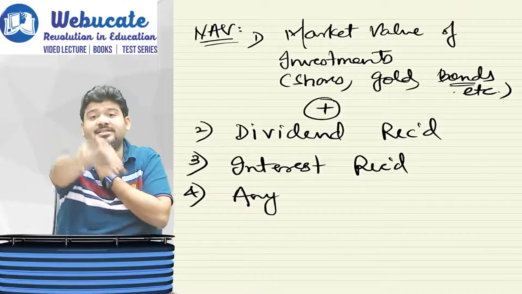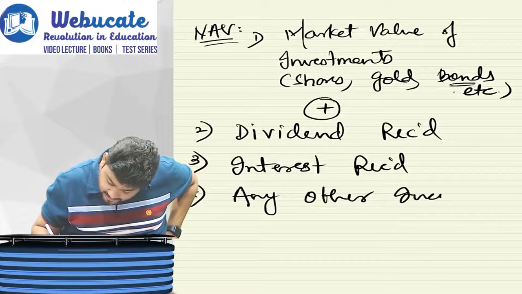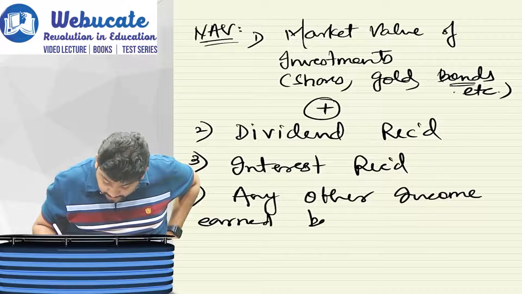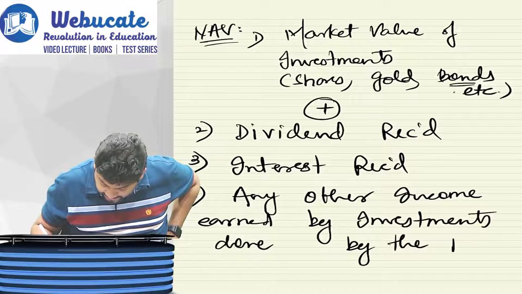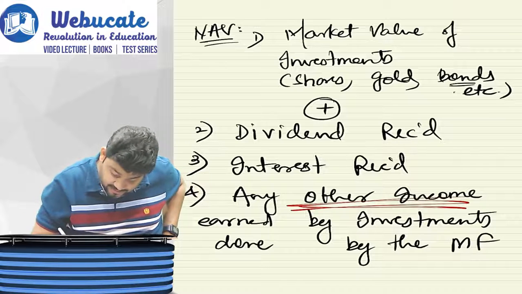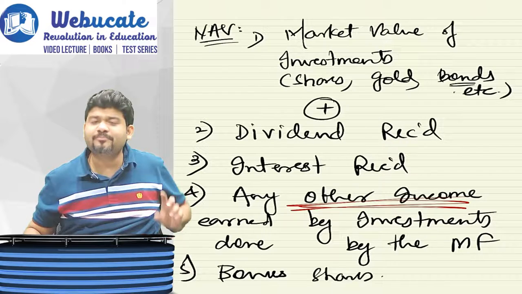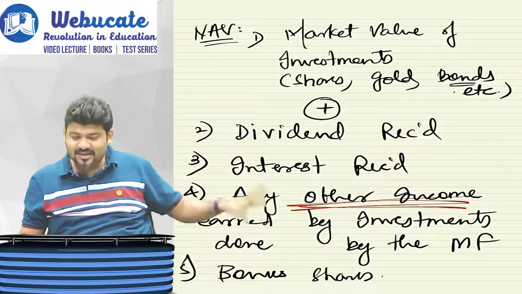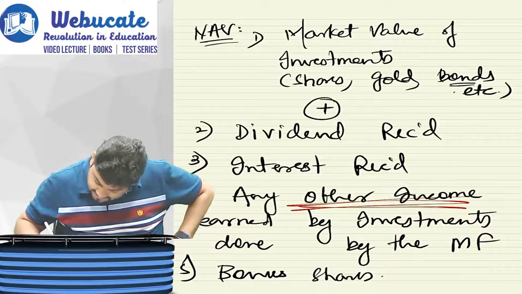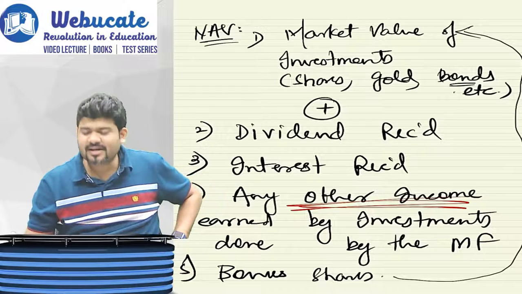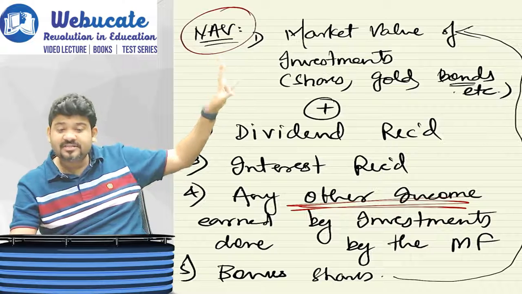Dina is saying, sir, bonus shares. Yes, bonus will also be added. Any appreciation on account of bonus will also be added. So any other income earned by investments done by the mutual fund, all will be added here. Bonus shares also. Effectively, bonus shares do not give an increase in value, but I'll still write it down. If you have used the word, I'll write that also. See, bonus shares will automatically increase your number of shares, and the market value will automatically get adjusted there. So for calculating NAV, all of these things will be added.